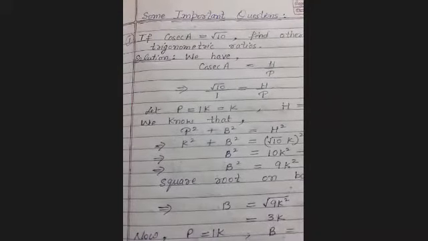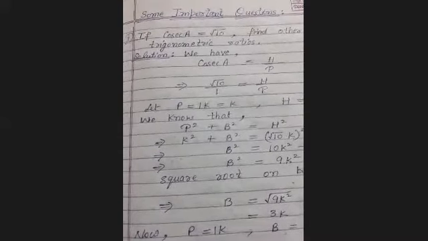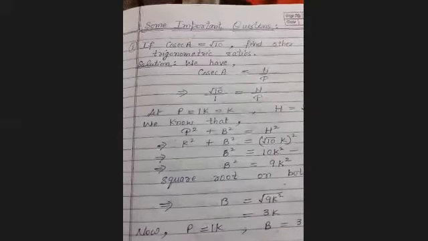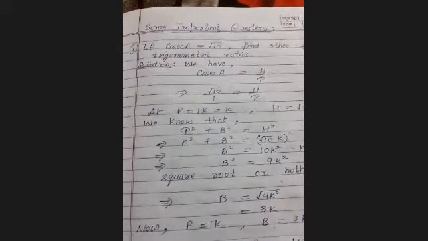Good morning, children. Let us discuss some important questions of trigonometry. Now, question number 1 is, if cosec A is equal to root 10, then find other trigonometric ratios.